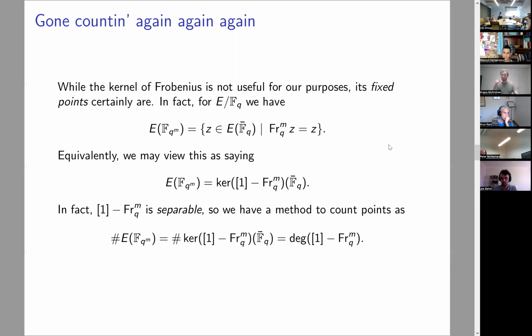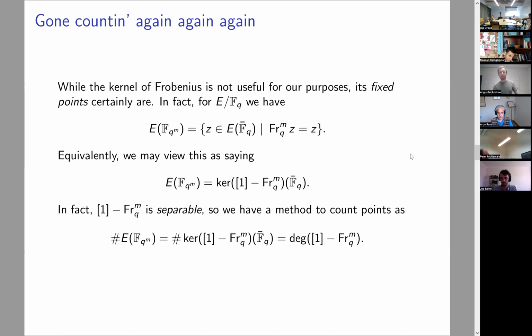And because it's sometimes nice to think of things as kernels, you can view this as saying that the q to the n points are precisely the F_q-bar points of the kernel of the difference of the multiplication by one morphism, i.e. the identity map, minus the mth iterate of the Frobenius map.